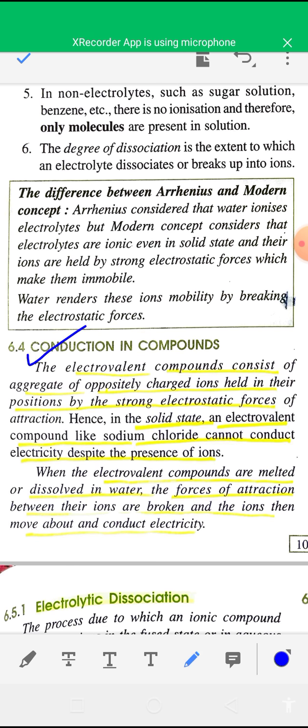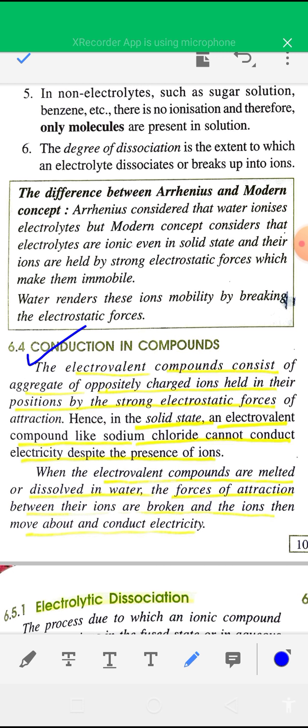Some chemical electrolytic compounds, electrolytes, can conduct electricity in liquid state or in molten state, because in liquid and molten state they can dissociate into oppositely charged ions. But in solid state the oppositely charged ions are tightly held together by strong electrostatic force of attraction. In solid state the ions are not free. That's why in solid state these compounds do not conduct electricity.